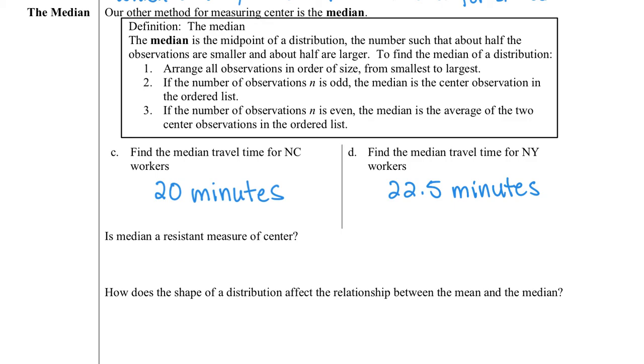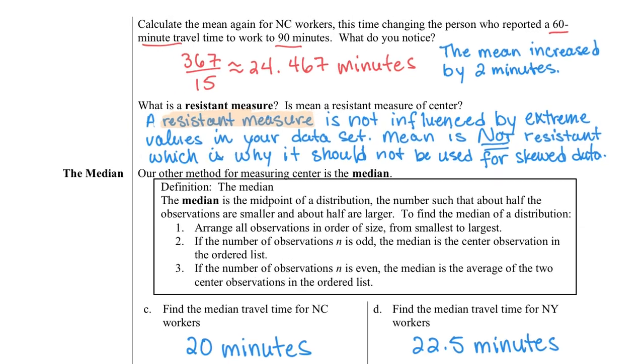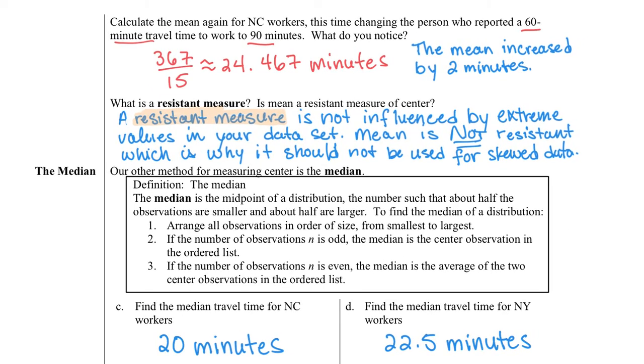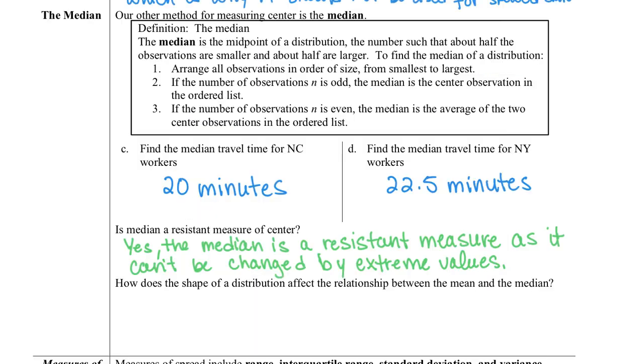Of course it is. Remember in our previous example, I added this 90 minutes, changed that one number from 60 to 90 minutes. If I do that with my North Carolina trial, this is still going to be 20 minutes. This is still going to be that 8th number in my data set, even if I make that last number different. If I make a more extreme value, it doesn't matter. The median is still going to be 20 minutes. So that's why it's resistant.